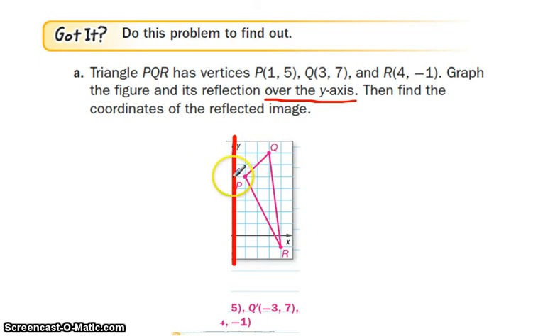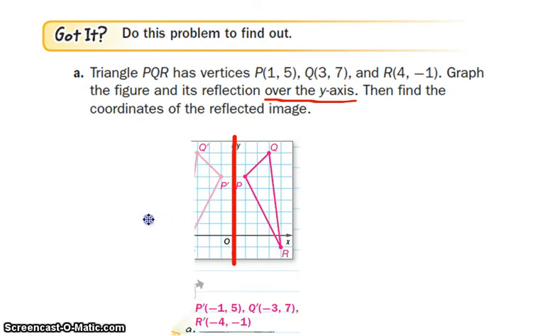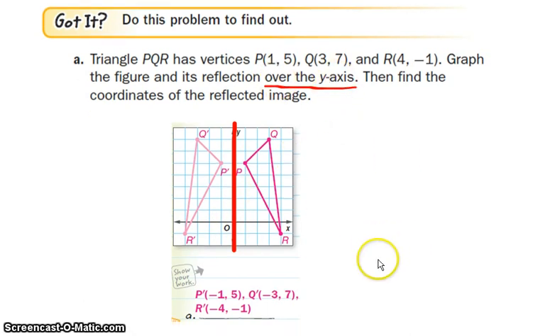So if point P is 1 unit away from the line, that means that P prime is going to be 1 unit away from the line. Point Q is 1, 2, 3, which means Q prime is going to be 1, 2, 3. And R, the same thing, 1, 2, 3, 4. And there's your reflection image across the y-axis. Then they wanted you just to rewrite the new image's coordinates down there.